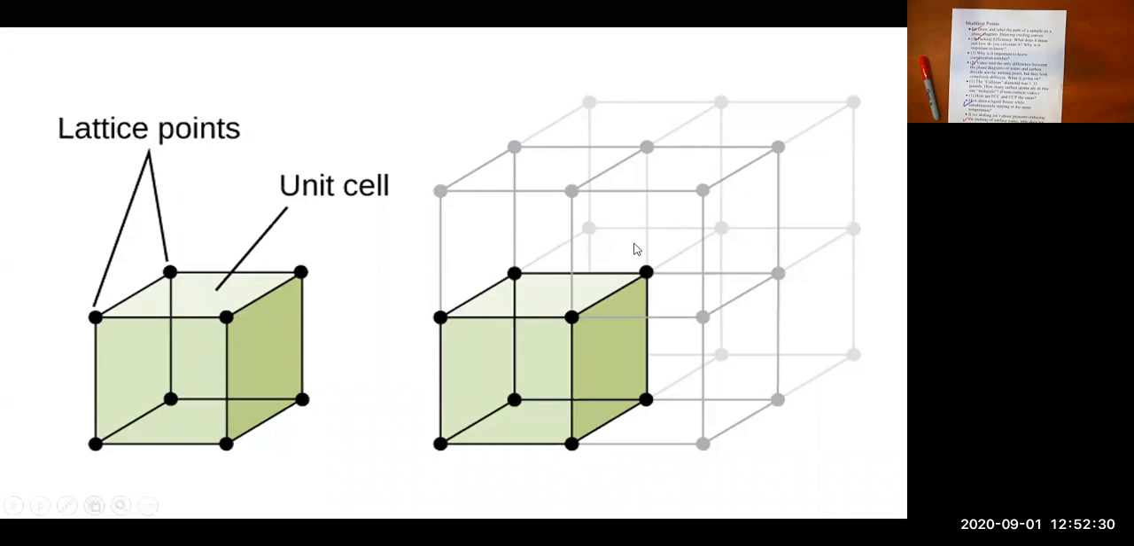Okay. We can tell that this one is further away from this one than this one is, because it's across the diagonal of a face rather than along the edge of the face. So this is going to be square root of 2 times that length from geometry. So the number of nearest neighbors in this case is 6. So for a simple cubic lattice, the coordination number is 6.